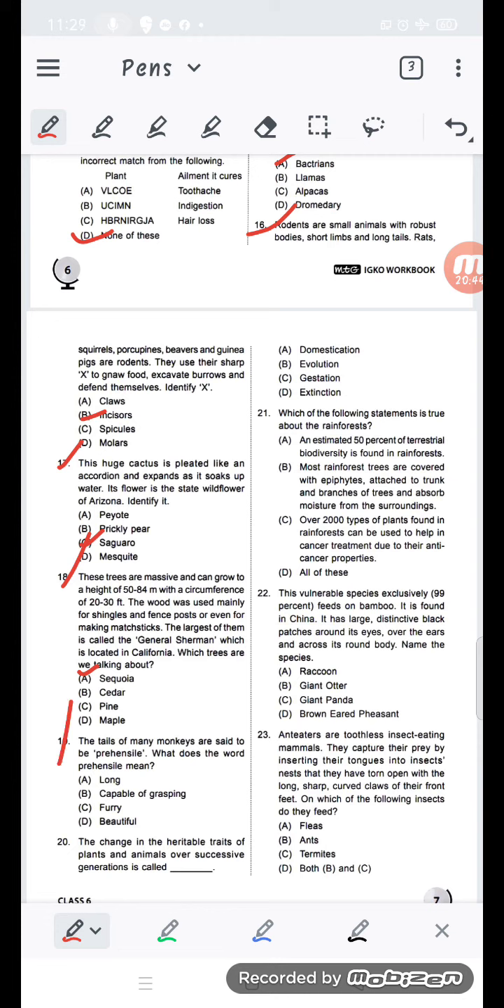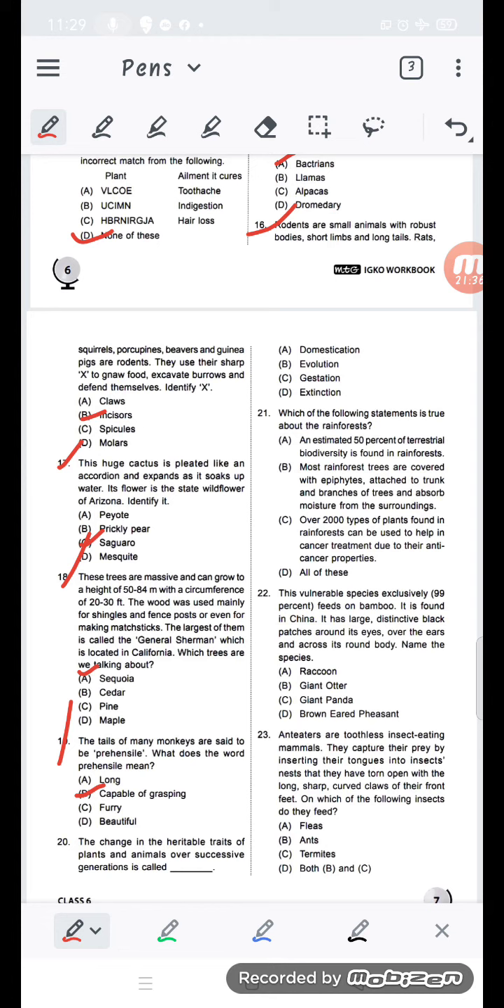Okay, coming to question number 19. The tails of many monkeys are said to be prehensile. What does the word prehensile mean? A, long, B, capable of grasping, C, furry, D, beautiful. Some have short tails also, so option A is wrong. Option B, capable of grasping, is almost right. Is it furry? No, it is not furry, it is not beautiful. So option B is the correct answer. I hope you can see this correctly, option B.